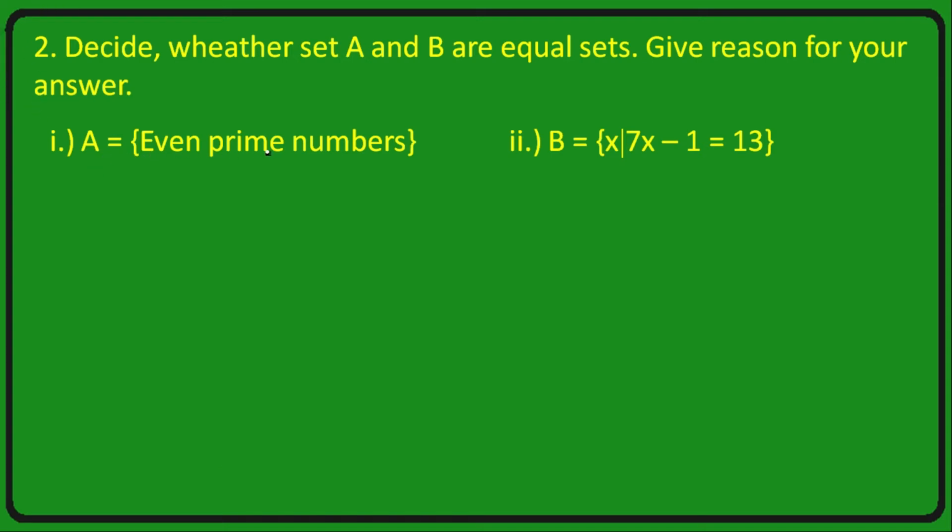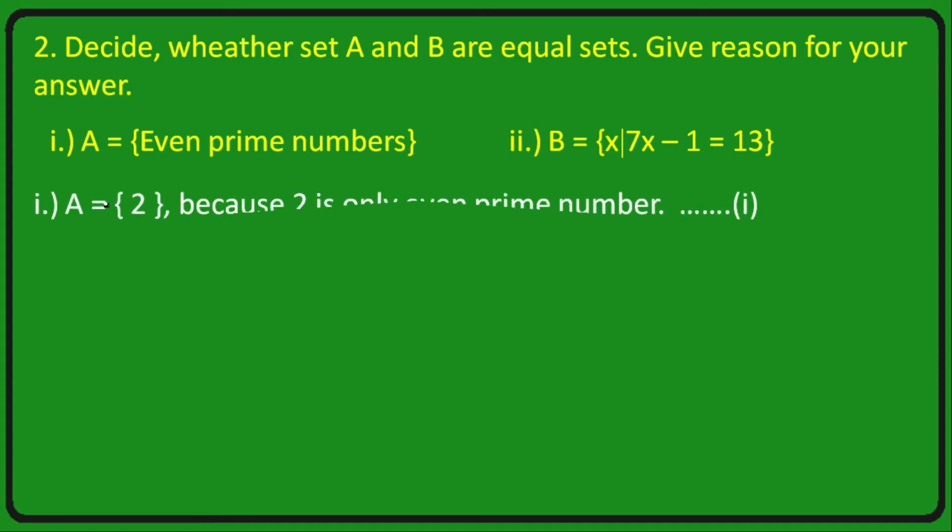A is the set of even prime numbers, and here the set B is equal to the set of all x such that 7x minus 1 is equal to 13. We have to decide whether the sets are equal sets or not with the proper reason. So in the set A, if we write the set using the list method, then we get A containing only 2, because 2 is the only even prime number, and all the remaining prime numbers are odd prime numbers.